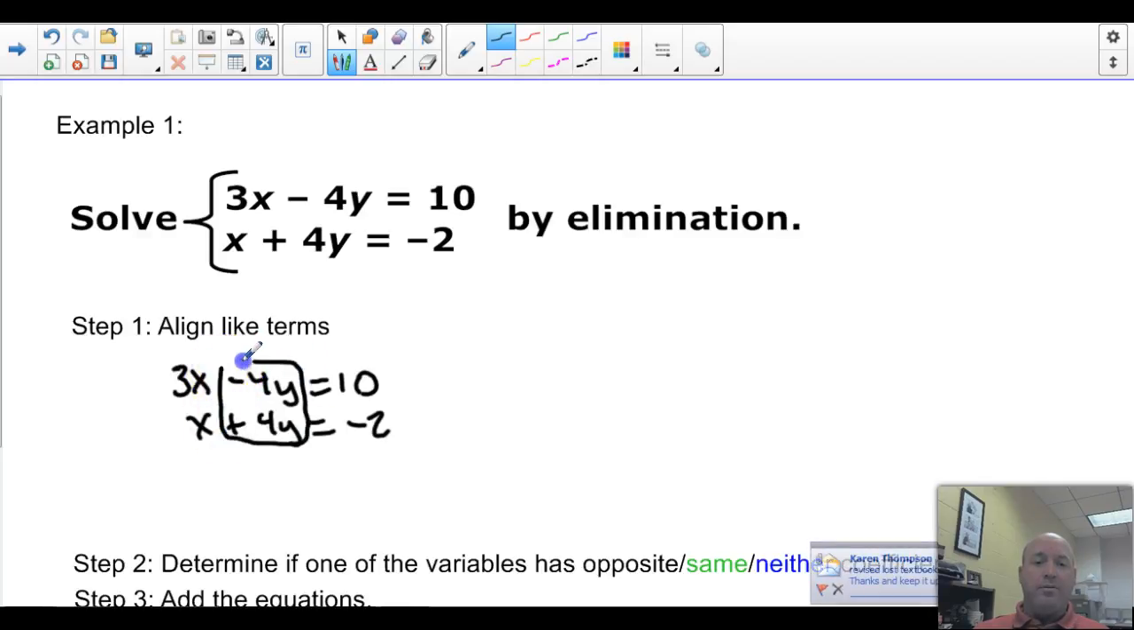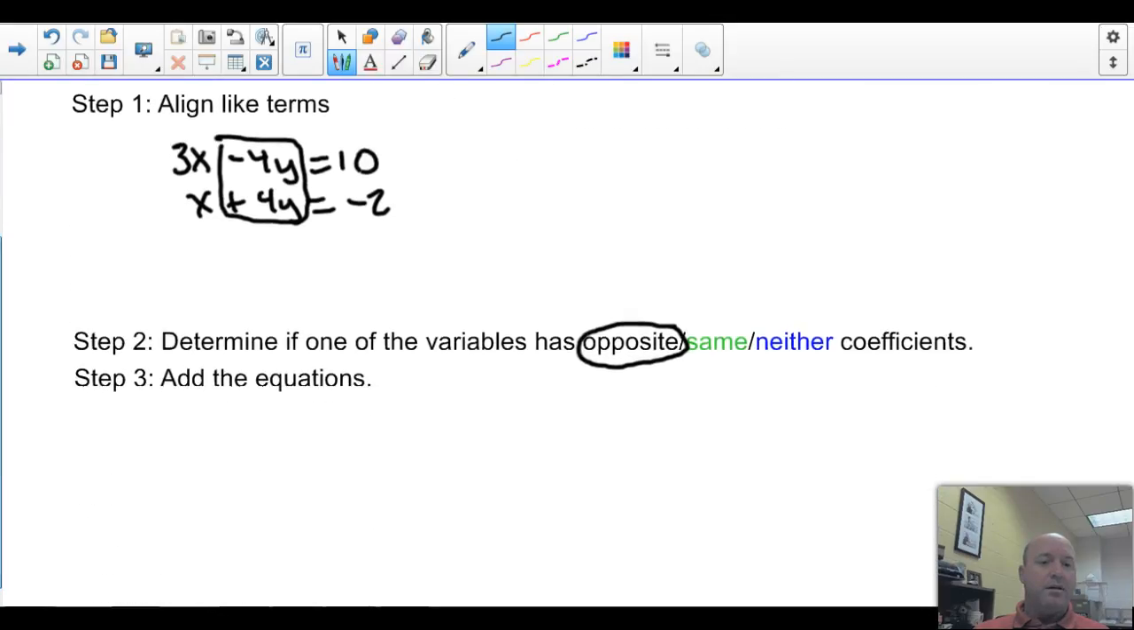So in this case, because our objective here is to add, we'll notice that the y variables have opposite coefficients, okay? The coefficient of y in the first equation is negative 4, and the coefficient of y in the second equation is positive 4. So they have opposite coefficients, okay? So the next step here is then to add the equations. So we rewrite the equations just like they are, on top of each other.